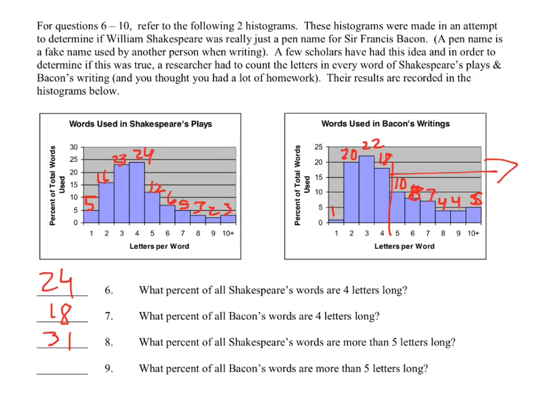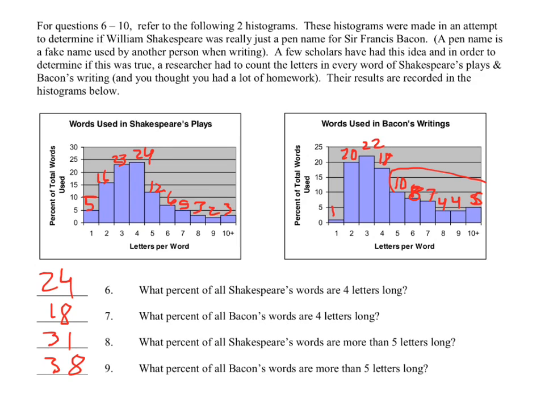And then what percent of Bacon's words are 5 or more? You have to add up all those in this section. 10 plus 8 is 18, plus 5 is 25, 25 plus 4 is 29, plus the 4 would be 33, and then plus the 5 there would be 36. So it's just a little bit more. Sorry, I messed up on that last one.